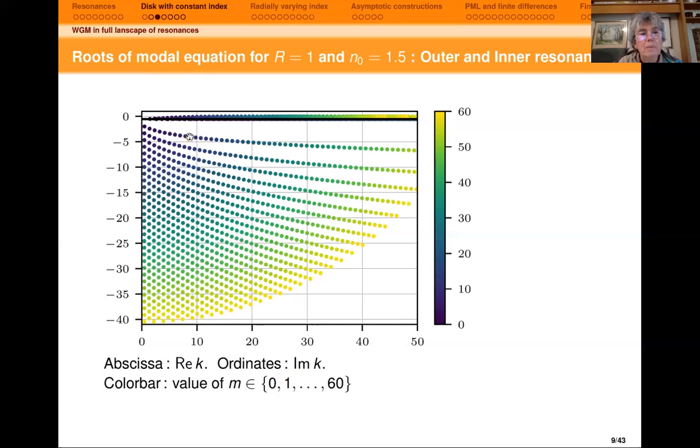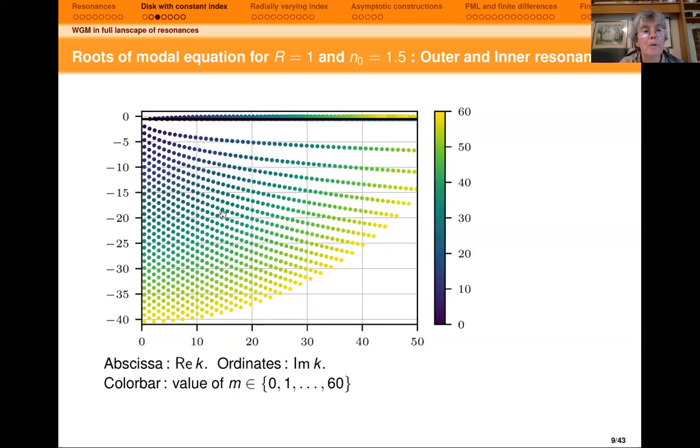So each of these small dots corresponds to one resonance. Here it is the real part, and the imaginary part. Of course, it's just a little part of an infinite set. It is bounded in real part, bounded in imaginary part, but also bounded in the value of the parameter. The parameter is varying from 0 to 60.